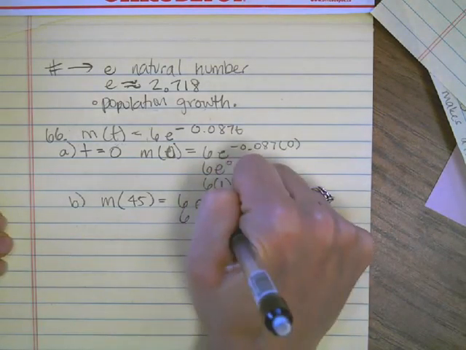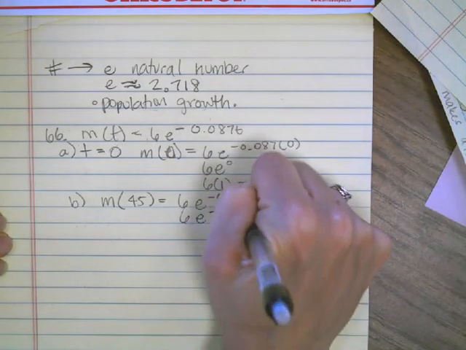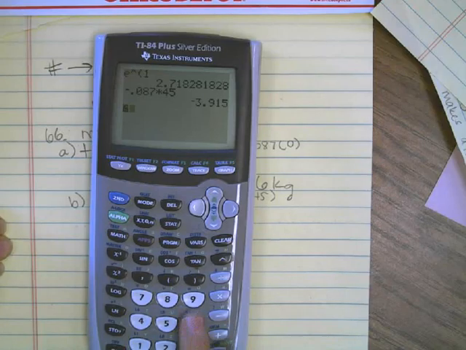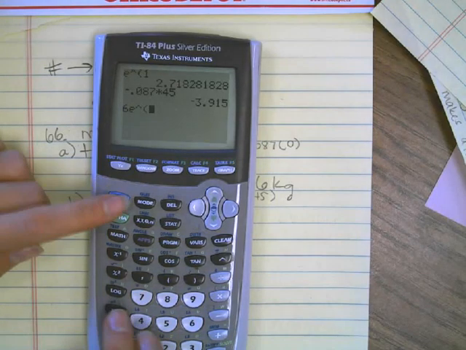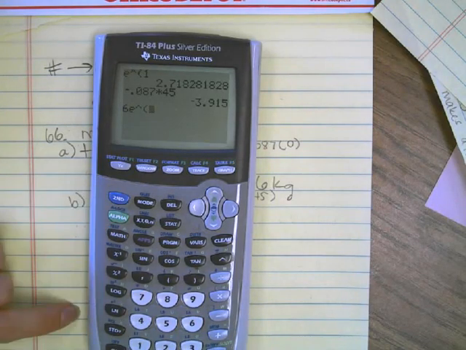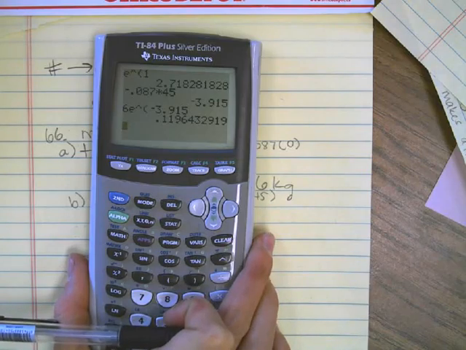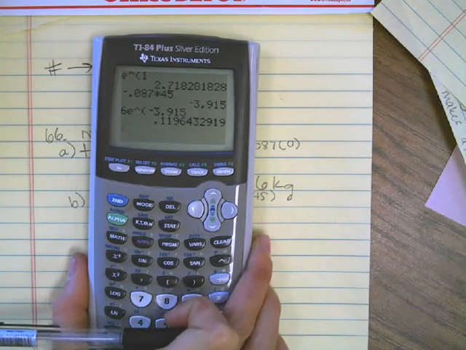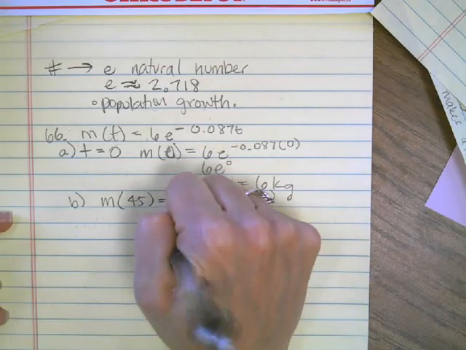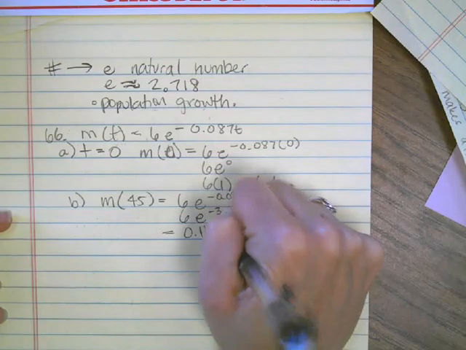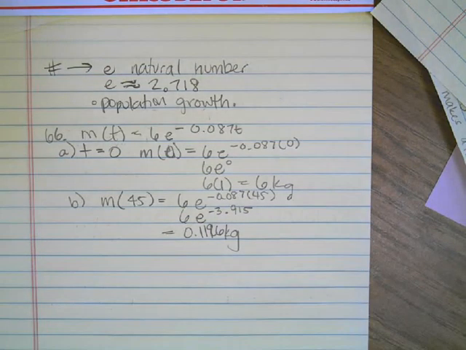negative 3.915, and then just put that in your calculator. The way you do that is 6 times e to the negative 3.915. And that gives you an answer. So there's approximately 0.1196 grams or kilograms left over. And that keeps getting closer and closer to 0. It will never get to 0, but it will be approximately 0.